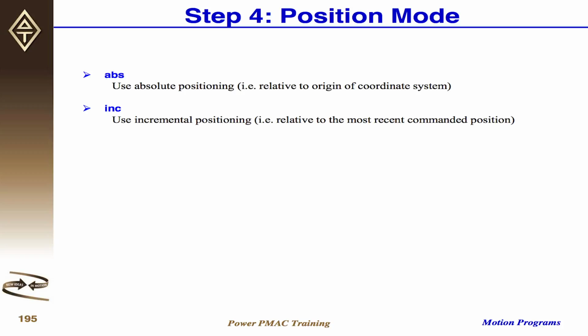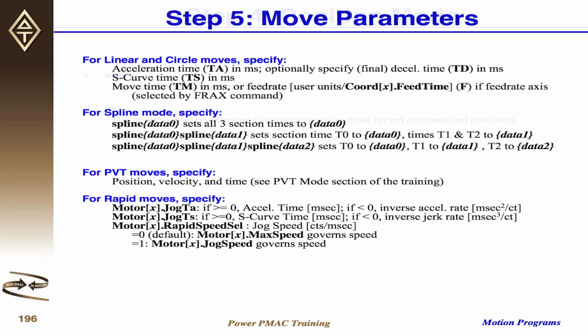Position mode, absolute or incremental, are denoted by abs and inc, respectively, in your motion program. We talked about that already. And then to specify your move parameters, such as acceleration, velocity, and so forth, you use different commands depending on what move mode you've selected.